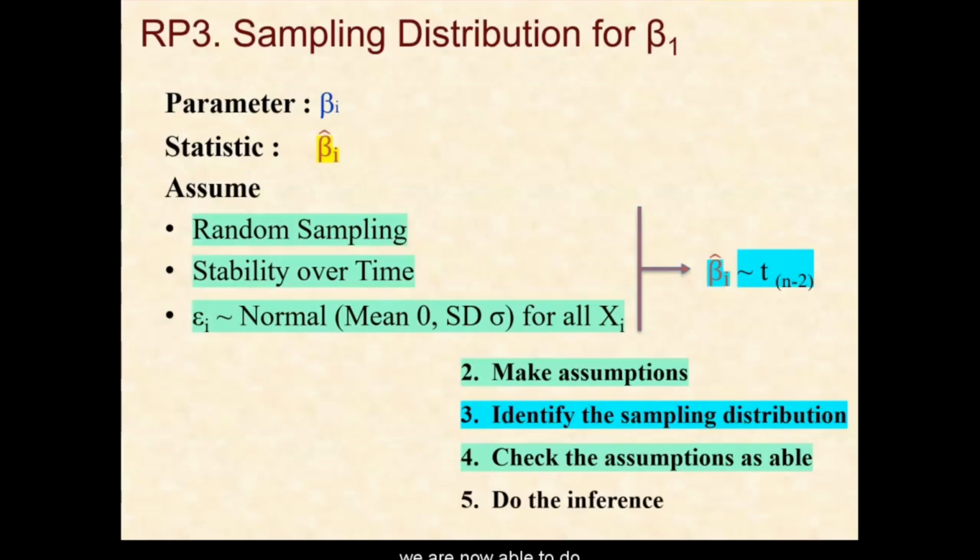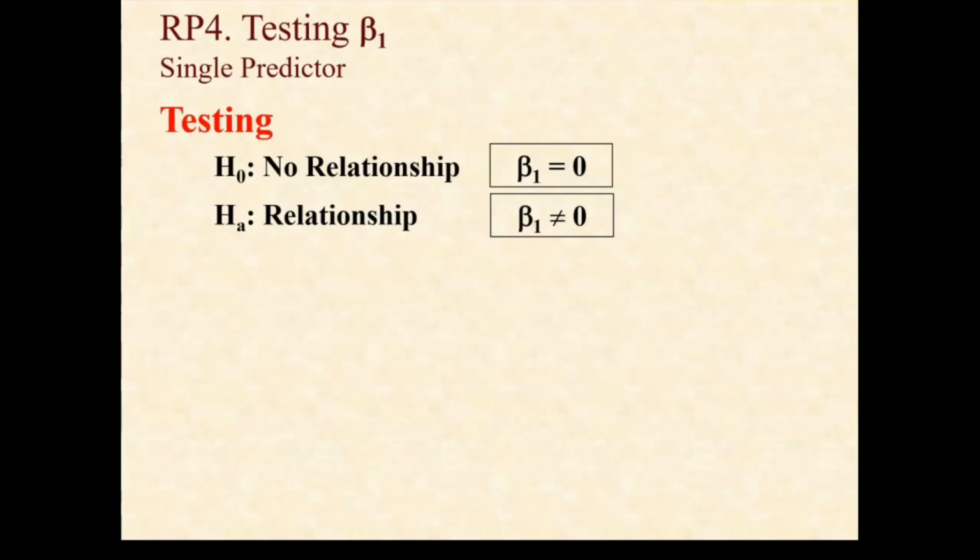Having the sampling distribution, we are now able to do inferences about the beta i. We address the 2 main forms of inference, confidence interval estimation and hypothesis testing. For a simple linear regression model, we start with the hypothesis test on this slide that focuses on beta 1. This is the coefficient that is central to specifying any relationship between the 2 variables.